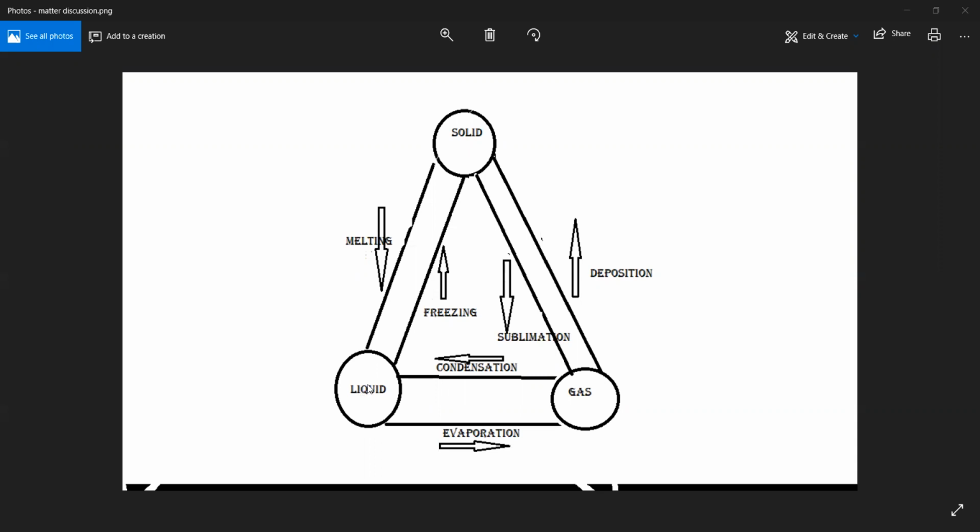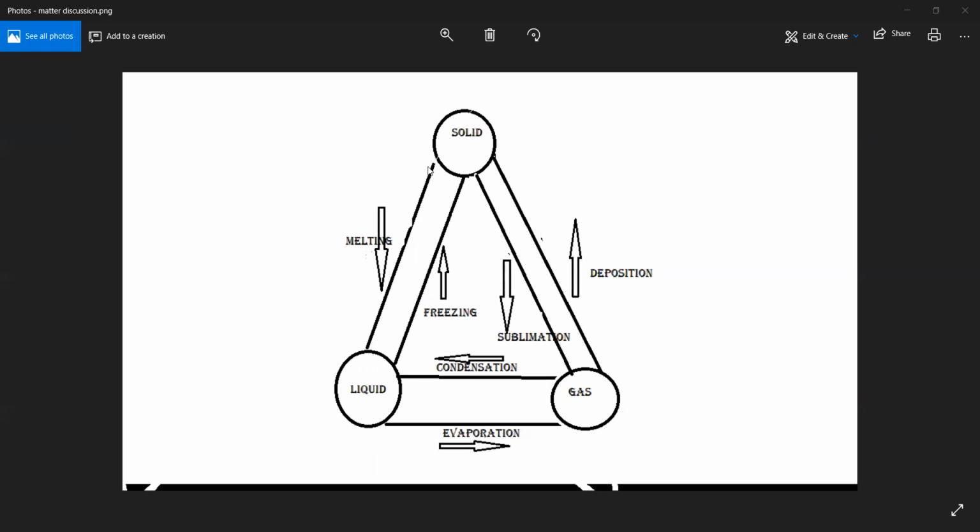Then we have the process by which liquid will also change into solid. The process by which liquid will change into solid is called freezing. So the process by which liquid will change into solid is called freezing.